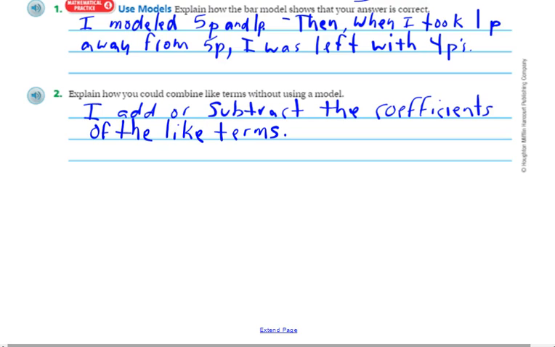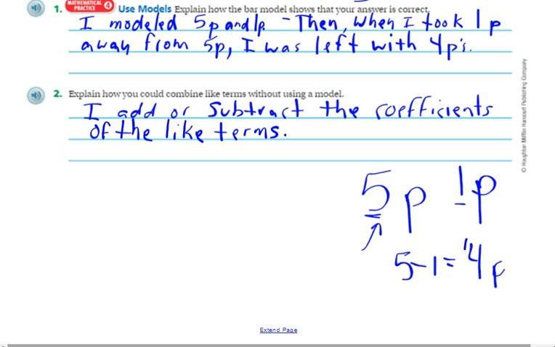And now take a look at what I wrote. I add or subtract the coefficients of the like terms. So if we're not going to create a model to simplify these expressions, all you really need to do is add or subtract the coefficients. And remember, the coefficients, which we discussed back in 7.4, are the whole number values connected to the variable by multiplication. So 5p, there's your coefficient right here. Then you had p, that's got a 1 as a coefficient, 5 minus 1 was 4, and that's how we got that 4p at the end.